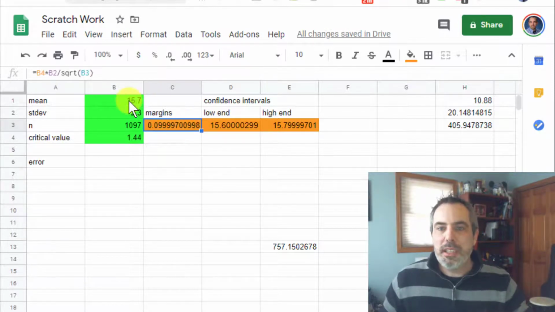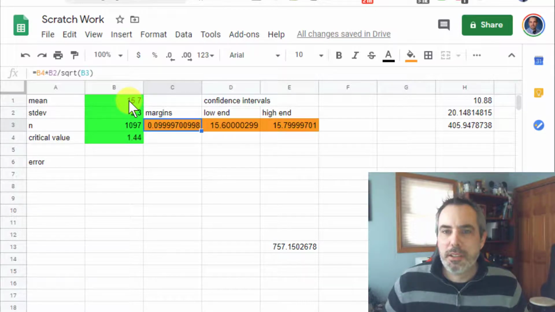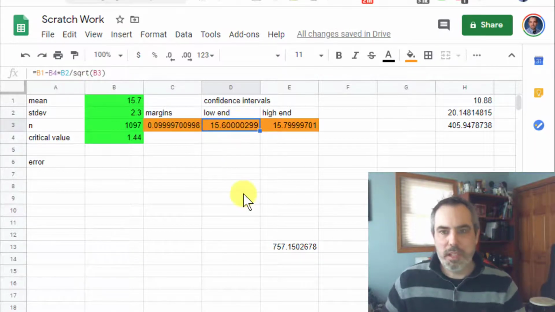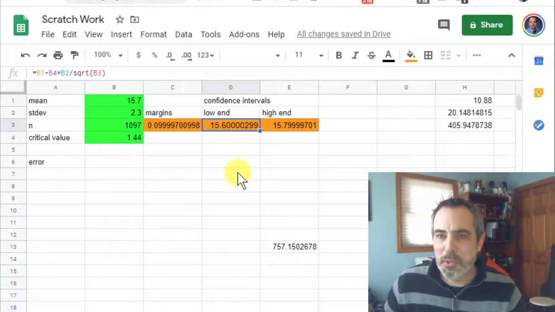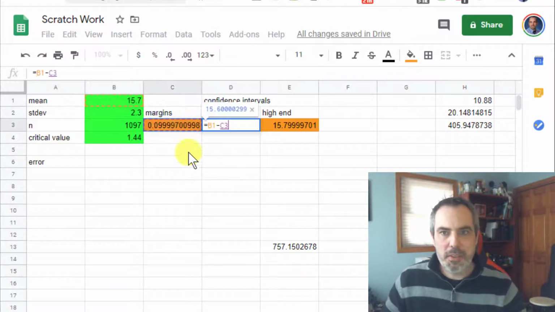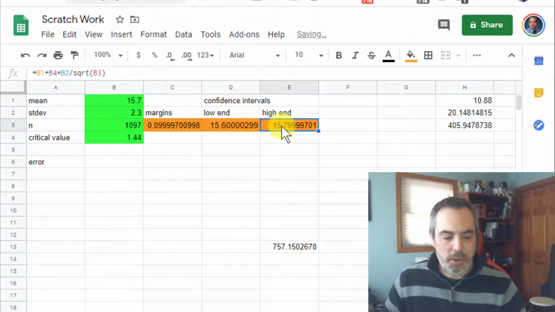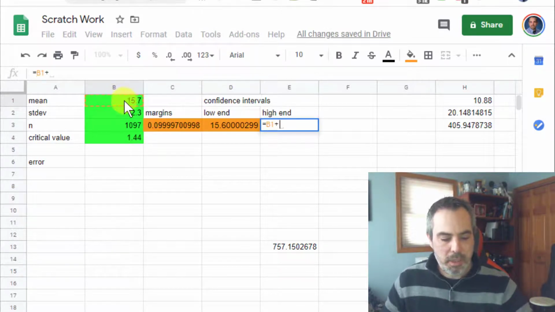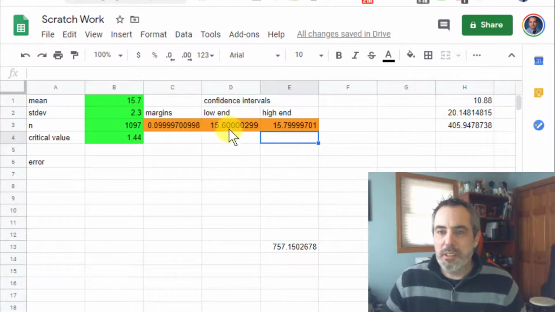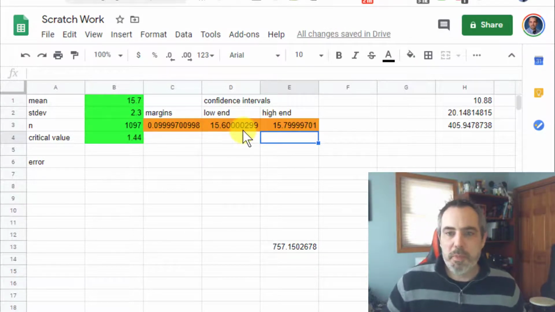That margin gets added and subtracted to and from the mean. So the low end, you'll see, is the mean minus this number, and the high end is the mean plus this number. Now, I did it a little bit backwards because I was developing this as I went along, but the simplest way to do this would just be to say that this one is going to be the mean minus that margin that I have, and over here I have the mean plus that margin that I found. And you will see the same results there. Then you could worry about rounding it.